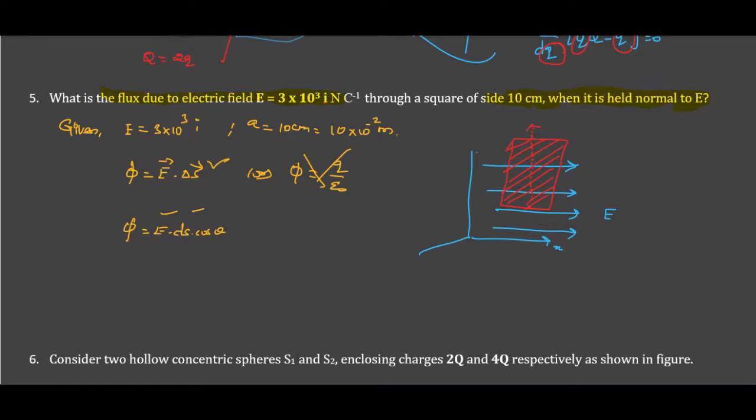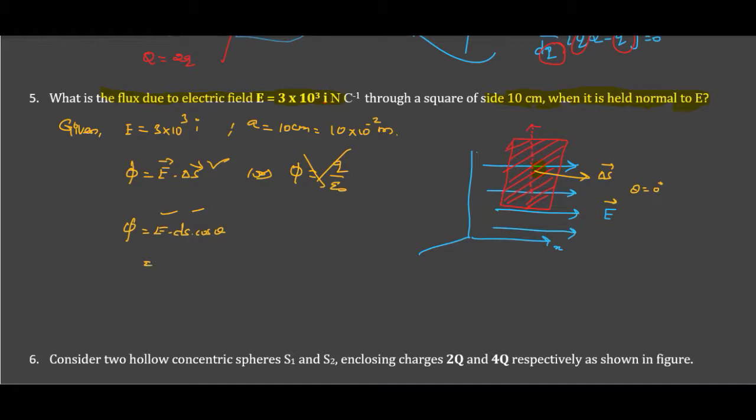The electric field is moving towards our right hand side. So when you place a square at 90 degree, it faces the electric field. Based on this, we need to find the area vector. If you draw the area vector, it is drawn at 90 degree to the square, so it will come along with that electric field. Finally, theta is 0 degree.